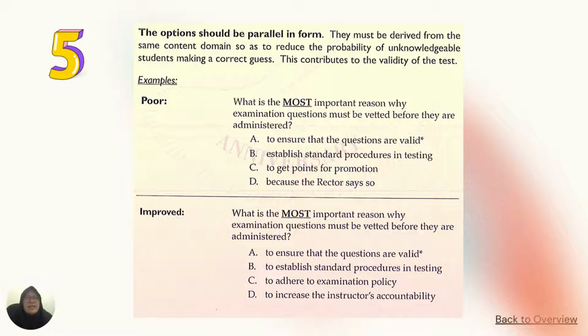And then how to improve these poor options would be: what is the most important reason why examination questions must be vetted before they are administered? First, to ensure that the questions are valid, to establish standard procedure in testing, to adhere to examination policy, and to increase the instructor's accountability. So parallel in form here means the options all have to ensure, to establish, to adhere, to increase, as compared to the first example. It did not; there is no standard form or parallel in form.